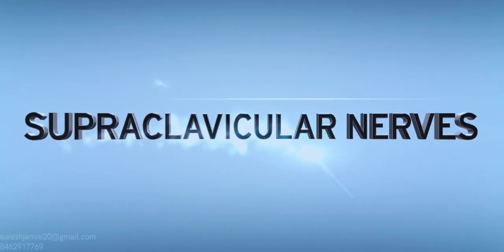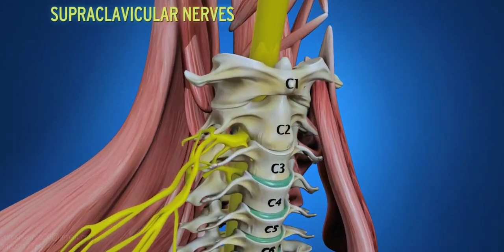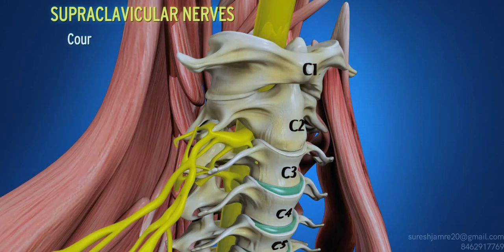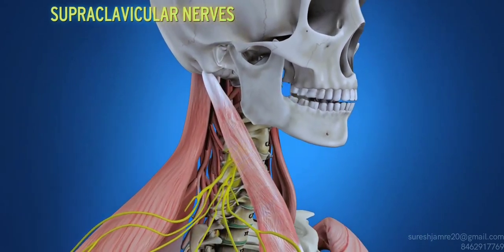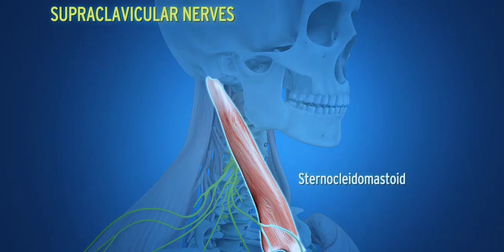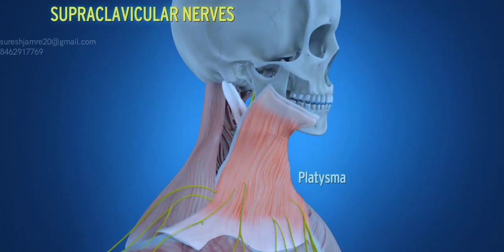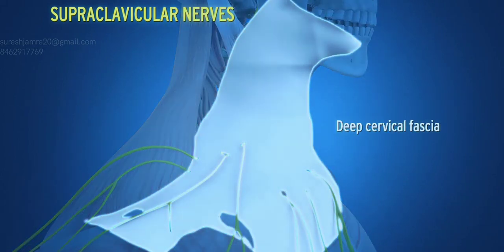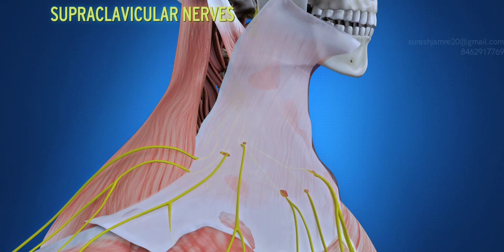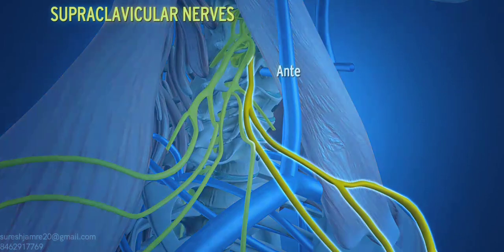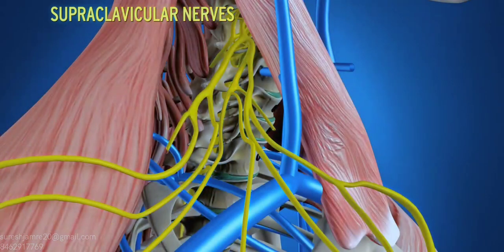Supraclavicular nerves. The supraclavicular nerves are descending branches of C3, C4. Course: emerges from beneath the posterior border of the sternocleidomastoid muscle, descend in the posterior triangle of the neck beneath the platysma and deep cervical fascia. Branches: near the clavicle, they perforate the fascia and platysma to become cutaneous and are arranged according to their position into three groups: anterior, middle, posterior.